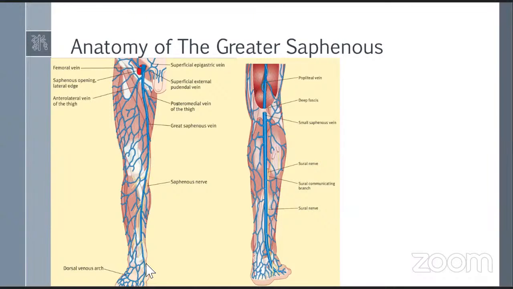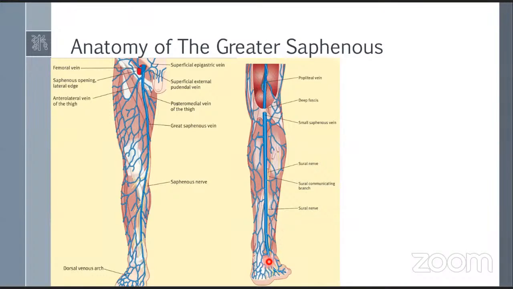It starts mainly from the ankle, anterior to the medial malleolus. Let me just use a pointer, yes. It starts here from the medial malleolus, anterior to it, and goes up the lower limb. Then it goes behind the knee about 4 finger breadth. It is in close association with the saphenous nerve, which makes it at higher risk of injury during harvesting. And it goes all the way over the medial aspect of the leg until it goes into the femoral canal.